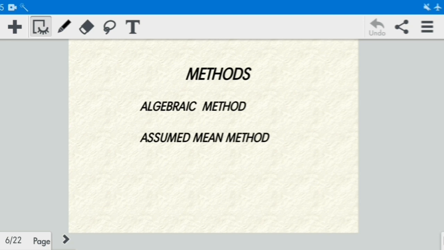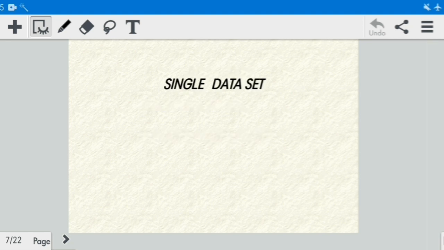Here I will show two methods in two types of data series. Single dataset. What is a single dataset? It is the classification where we consider only one attribute, one class consisting of items possessing it and others not possessing it.